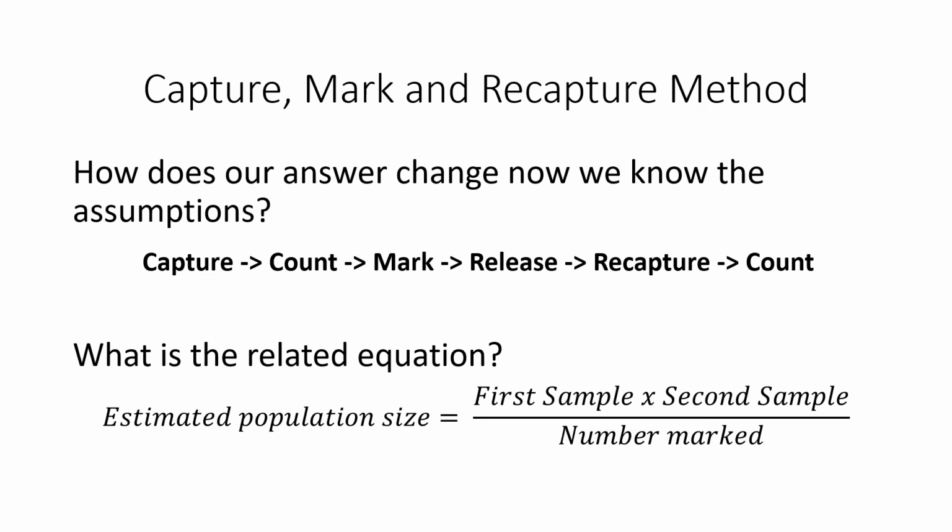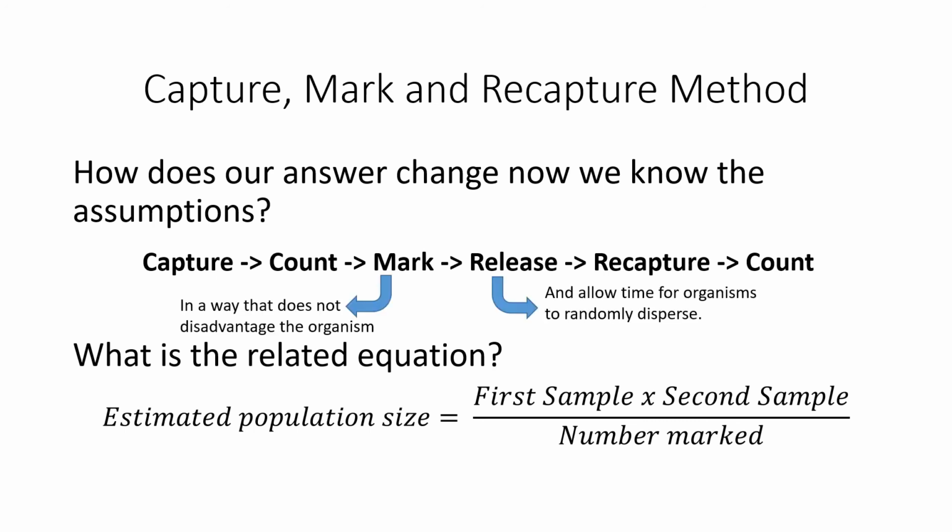So when we do the marking, we can now mark in a way that does not disadvantage the organism. And when we release, we have to allow time for the organisms to disperse randomly. They have to be allowed time to spread out across the entire area that we are sampling. We can't just release them and ten minutes later try to catch them again. If they're all still going to be there, it will obviously give us the wrong sample.